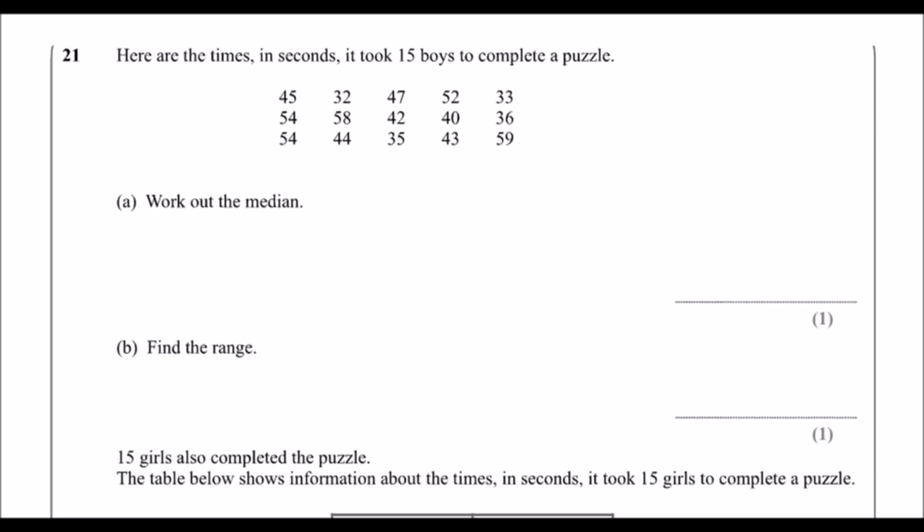Question 21. Here are the times in seconds it took 15 boys to complete a puzzle. So we've got 15 times here. They're not in order. And part A says work out the median. The median is the middle number, and to find it, we're going to need to put them in order. So let's write these numbers in order.